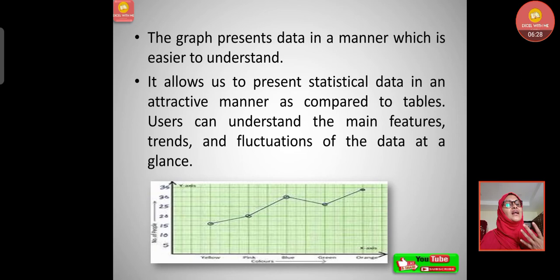If I am taking the academic achievement of the students from one particular year to another year, then I will plot it on the graph so that I can understand very easily: this year this was the achievement, next year it has gone high, and the next year it has gone down. So I can easily understand and prepare myself for the next steps I have to take to improve my studies or teaching.